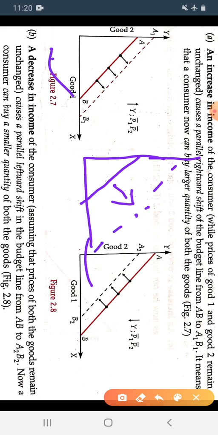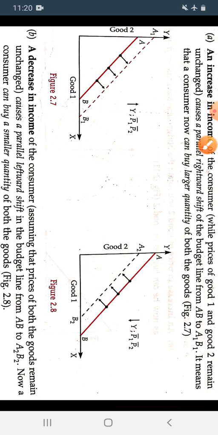Now see in this diagram, it causes a parallel rightward shift. The line AB shifts to A1 B1. It means that the consumer can now buy a larger quantity of both goods. If the income of the consumer increases, the curve will shift to the right, and the consumer can buy both commodities in larger quantity.